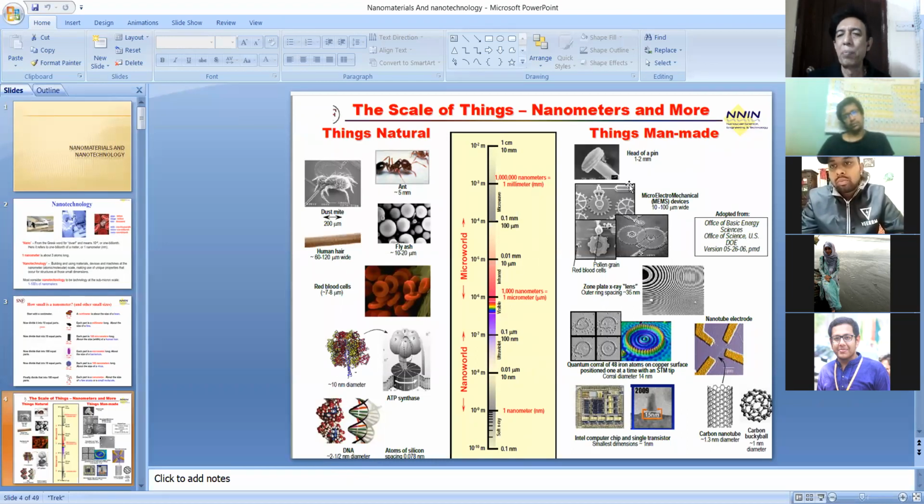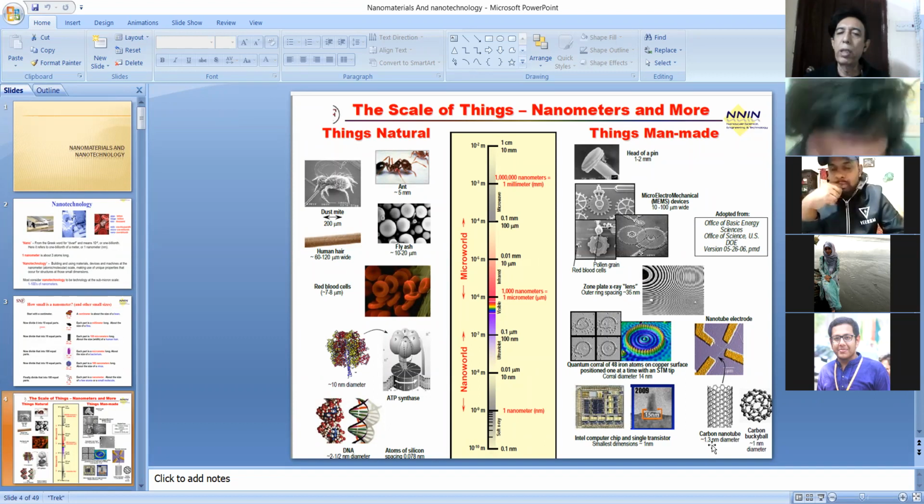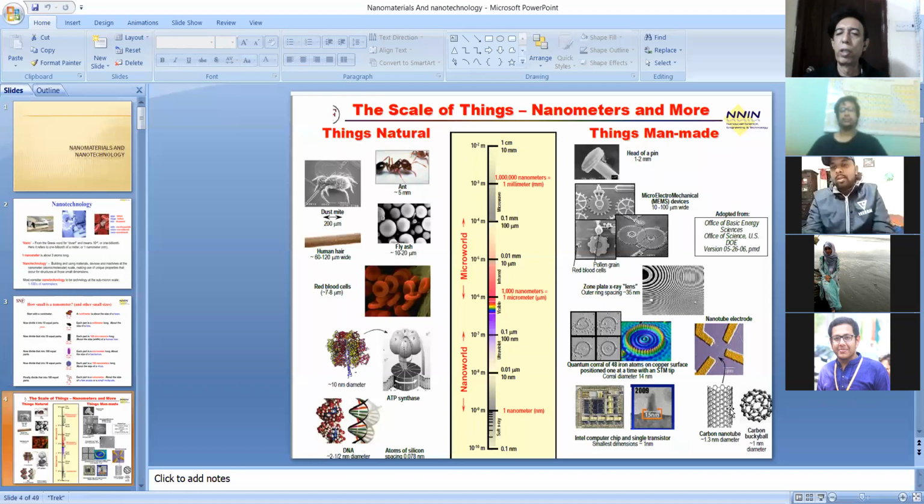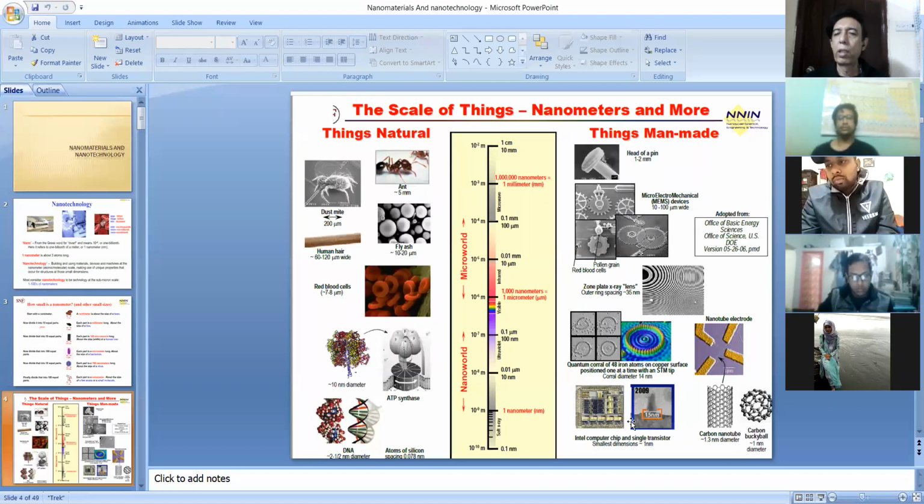And these are some man-made things that are nano scaled. You see a computer chip. In 2008, it was 15 nanometer. Nowadays, it is about 10 nanometer or 5 to 6 nanometer. These are carbon nanotubes. It is 1.3 nanometer in diameter. This is fullerene. It is about 1 nanometer in diameter.